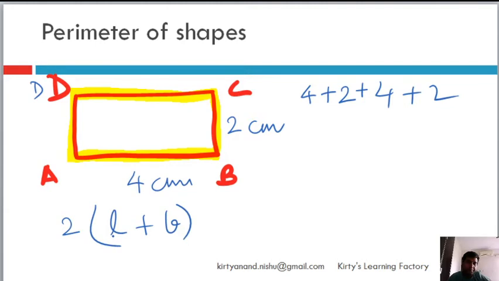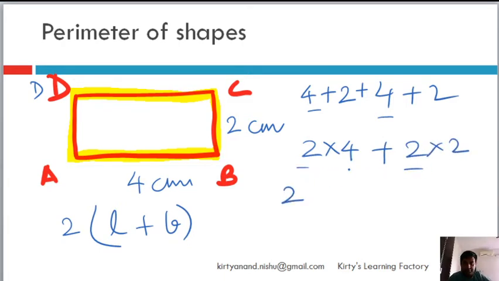But there is a formula which says that perimeter of a rectangle is 2 into length plus breadth of the rectangle, right? Now obviously when I see here, I see that there are two 4s, so I can write it as 2 into 4, and then 2 into 2, and then I can take 2 common, distributive property of multiplication over addition, right? And then 4 plus 2. 4 is what? Length, and 2 is what? Breadth. So that's how the formula has been derived, because opposite sides are equal.